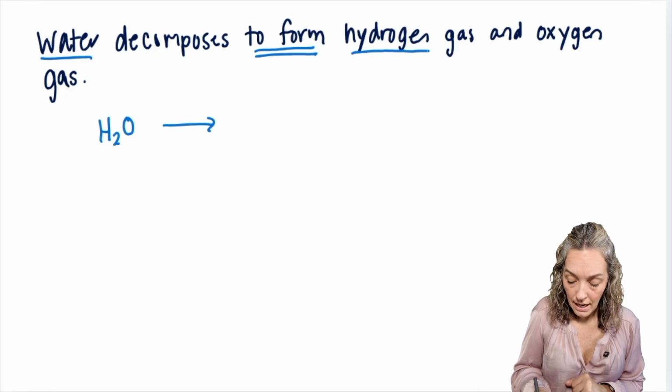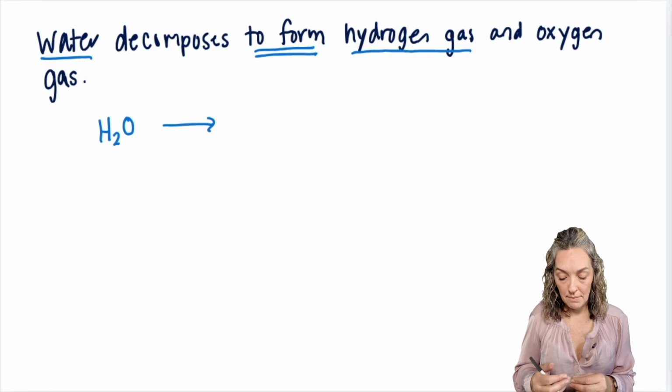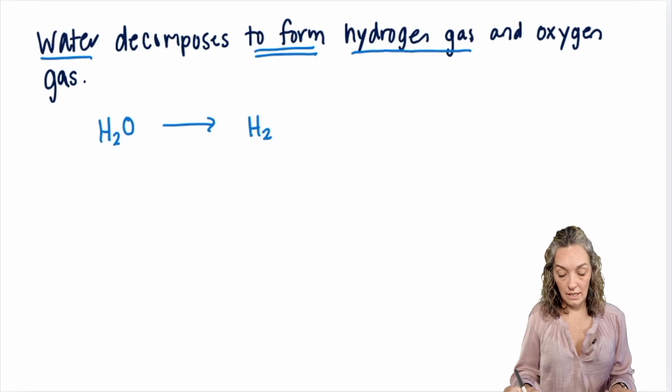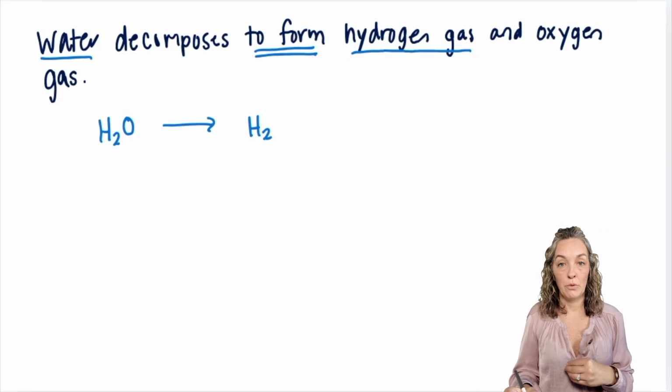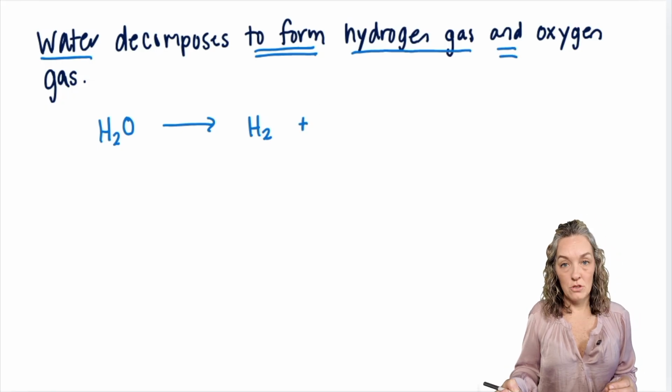Then I form hydrogen gas. Notice it is just hydrogen. Hydrogen is not paired up with any other elements. When I have an element, I need to check to see if it's on the diatomic list. Hydrogen is indeed on the diatomic list, so I'm going to put a 2 there. That is the only way that hydrogen will be stable when it's standing alone. The "and" indicates that I have a second product, so I'm going to show a plus sign.